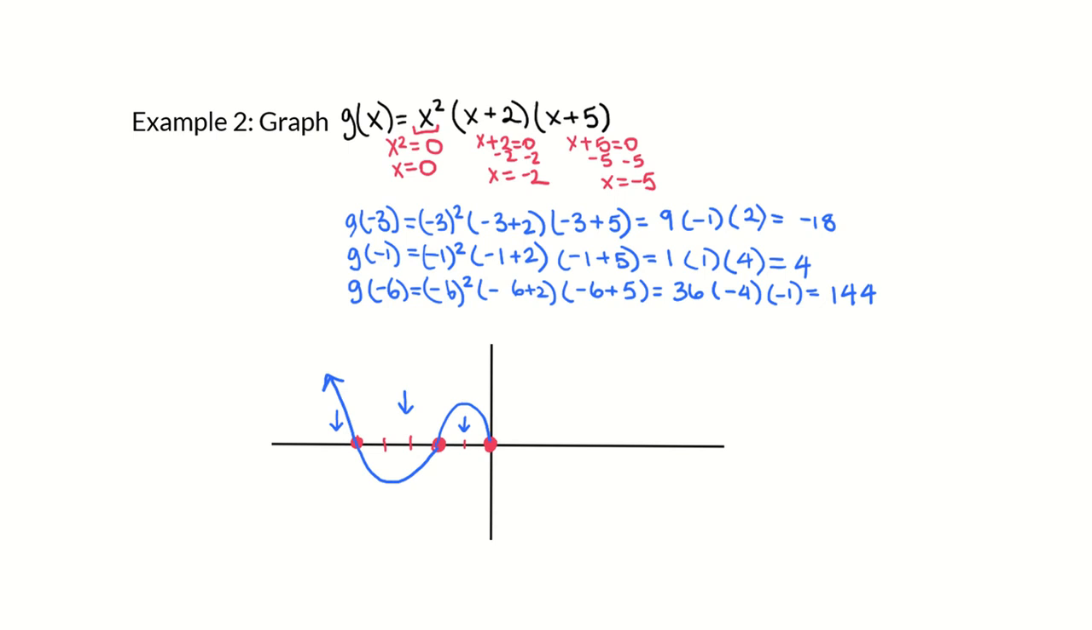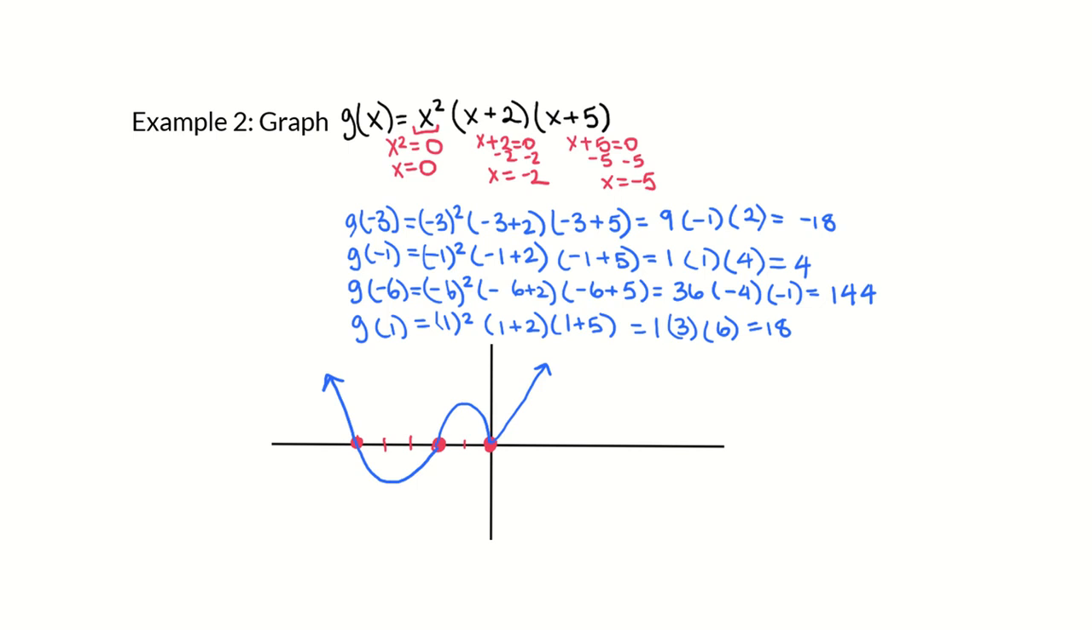And finally, we choose a number to the right of the furthest right x-intercept, which we could choose the number 1. Any positive number would work since our rightmost x-intercept is 0. But let's choose 1. g of 1 would be 1 squared multiplied by 1 plus 2 multiplied by 1 plus 5, which would be 1 squared is 1, 1 plus 2 is 3, 1 plus 5 is 6. 1 times 3 times 6 is positive 18, so the graph is above the x-axis to the right of the point 0.